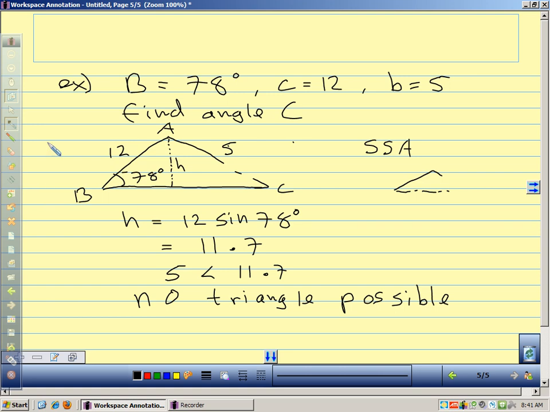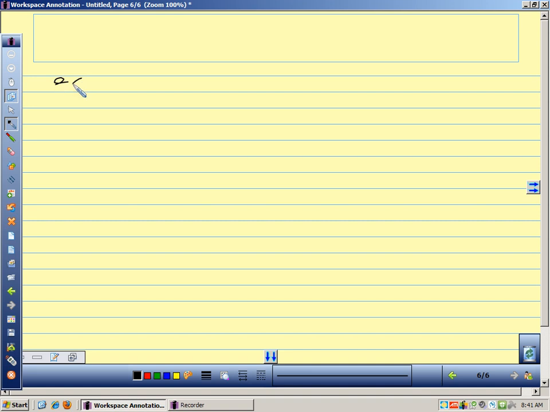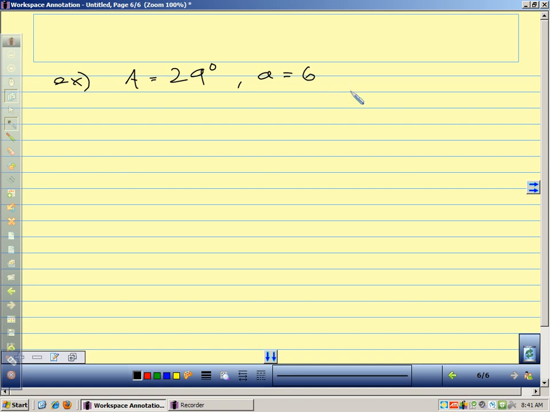All right, let's look at our final case when we have 2 triangles. We have A equals 29 degrees. Side A is 6 and side B is 10. We want to find angle B. So we're just looking for one additional angle here.